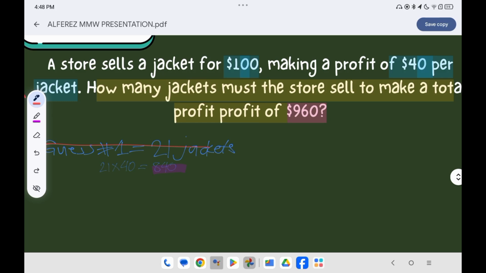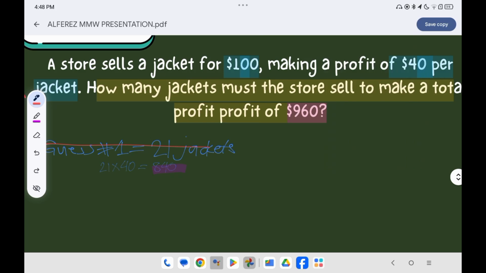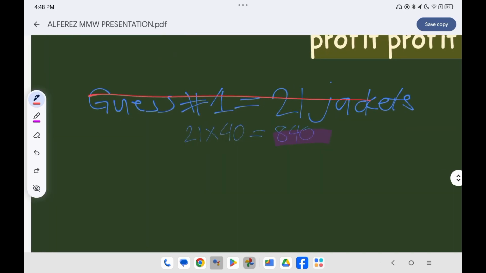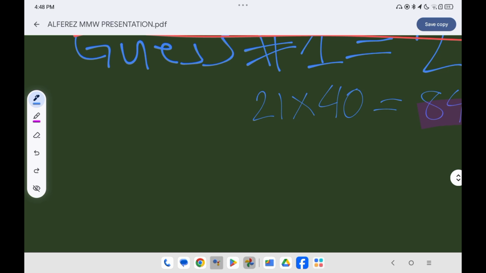So, our answer in guess number 1 is obviously wrong because it's too low and it needs an adjustment to get the correct answer. Therefore, in guess number 2, we should use a value higher than 21. So, instead of just 21, we're going to increase. So, guess number 1 and number 2 pala. I'm sorry.